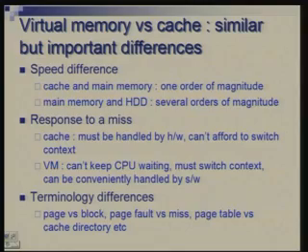Apart from these differences which come from different speeds, the terminology is also different for historical reasons. Things have come up differently. We are talking of pages instead of blocks, we talk of page fault instead of miss, and as you will see later, there is a page table instead of a cache directory. So, that is essentially a terminology difference.